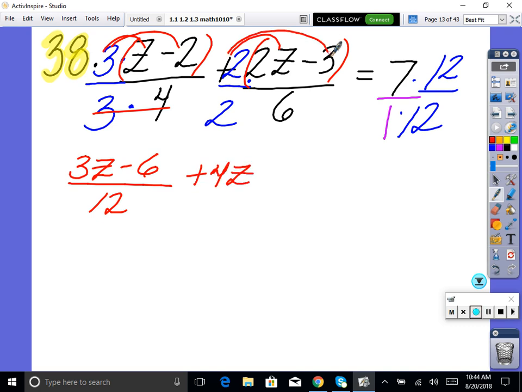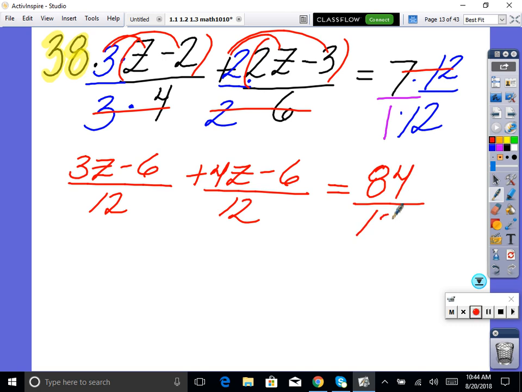And now we have equals. This times this is 84, and then that's all over 12. Now think about when solving, what we're doing is finding what we can plug in for z that's going to make this a true statement. So the bottom's 12, the bottom's 12, the bottom's 12. Isn't that already the same? So we can ignore that and just solve using the numerator. So we have 3z minus 6 plus 4z minus 6 equals 84.